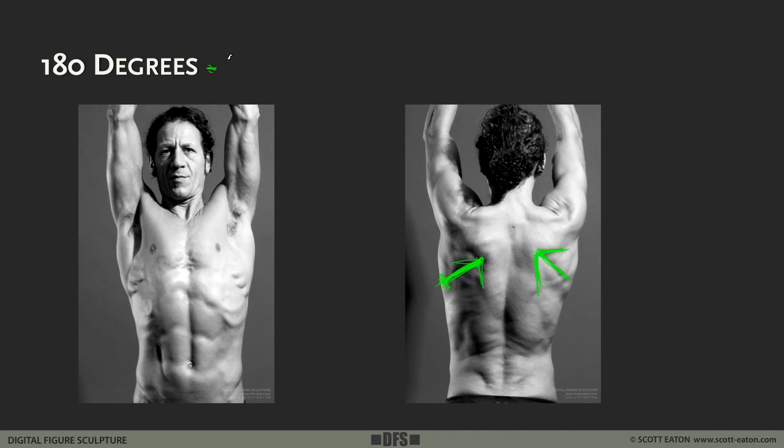So 180 minus 30 gives us 150. And then if we half 150, that should give us 75 degrees of rotation in the scapula, right? So probably this is what we would expect on this side based on this formula. That's kind of convention.